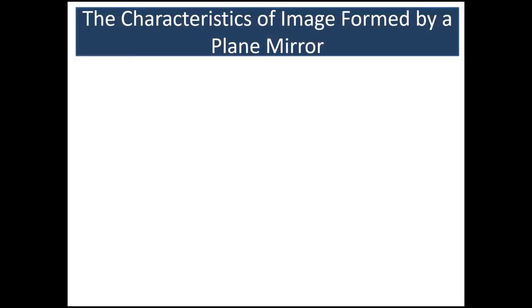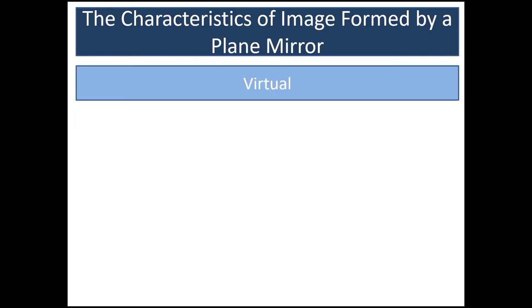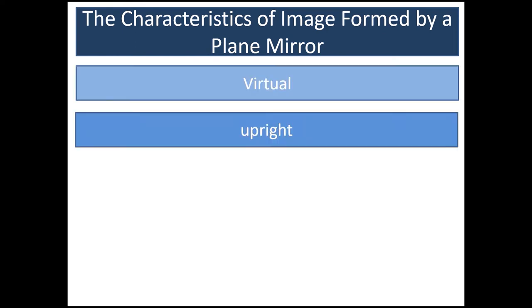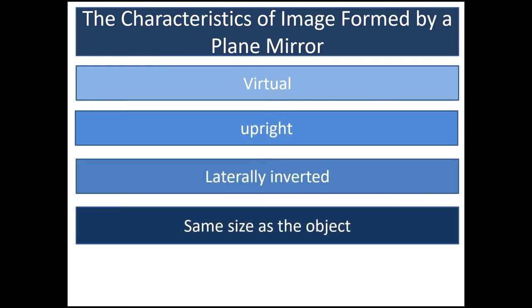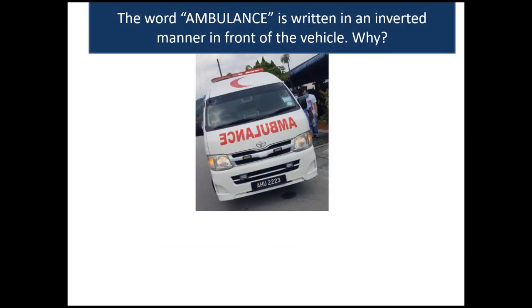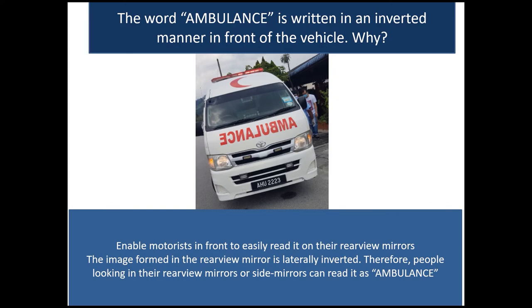Next, let's make a summary on the characteristics of image formed by a plane mirror. The image of a plane mirror is virtual, upright, laterally inverted, and same size as the object. Next, let's answer a few questions. The word ambulance is written in an inverted manner in front of the vehicle. Why? This is to enable motorists in front to easily read it on their rear view mirrors.